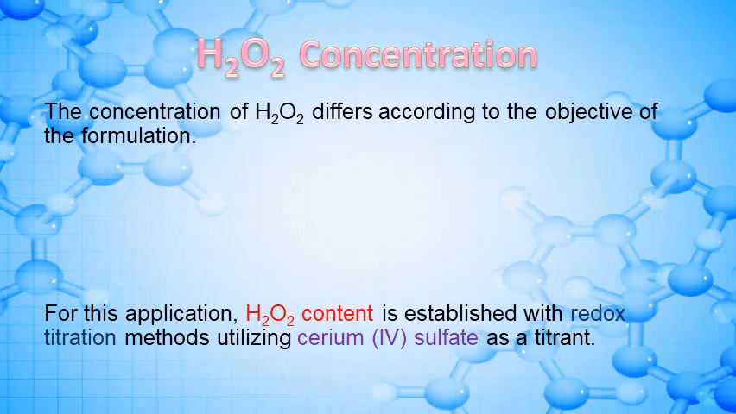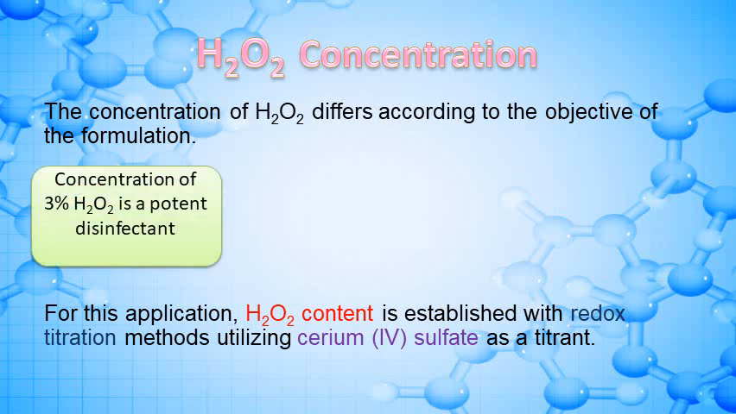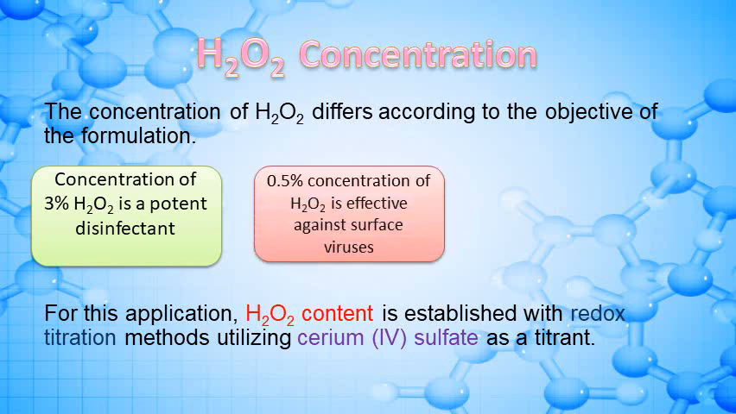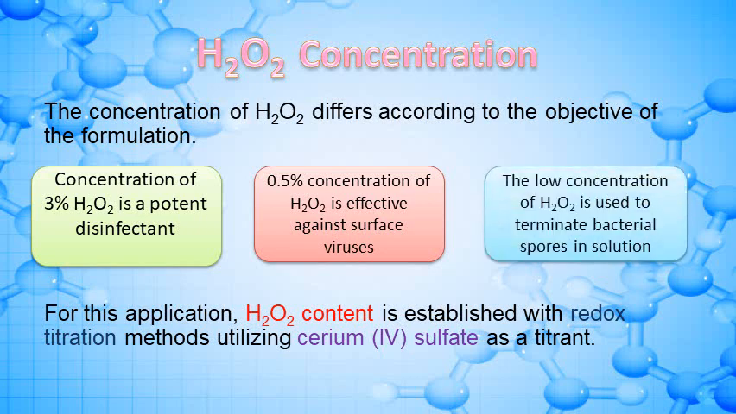Hydrogen peroxide concentration. The concentration of hydrogen peroxide differs according to the objective of formulation. It is not the same in all of its applications. Like 3% hydrogen peroxide is used as a potent disinfectant. 0.5% is effective against surface viruses, and a low concentration is used to terminate bacterial spores in the solution. For this application, hydrogen peroxide content is established with the redox titration method utilizing cerium sulfate as a titrant.